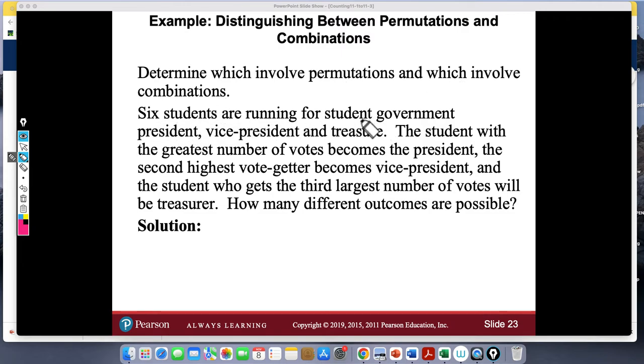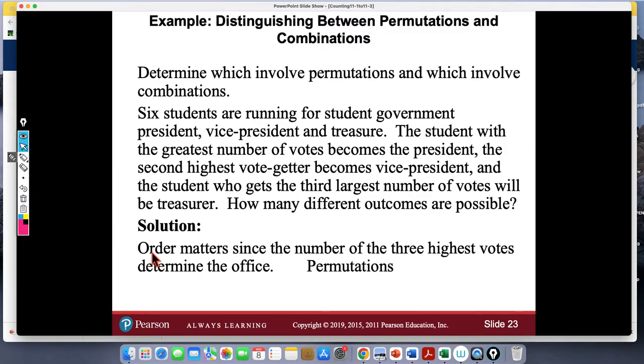6 students are running for student government: president, vice president, treasurer. The student with the greatest number of votes becomes the president, the second highest the vice president, and so on. How many different outcomes are possible? So is this a permutation or a combination? Very good. It is a permutation. There's two ways to see this. They have titles, that's one indicator, and also there's an ordering. The one with the most votes is going to be president. It's a permutation. Order's important. Okay, pretty clear.